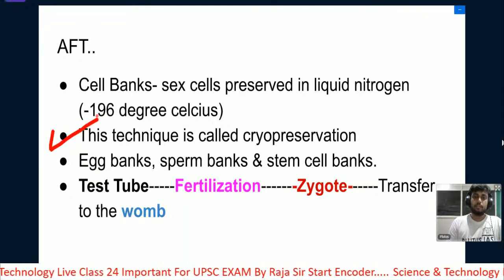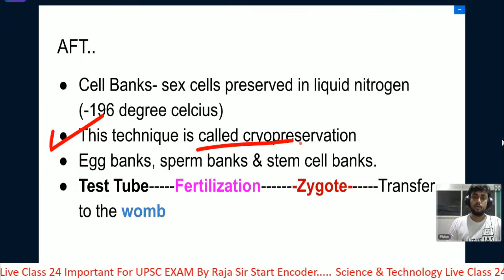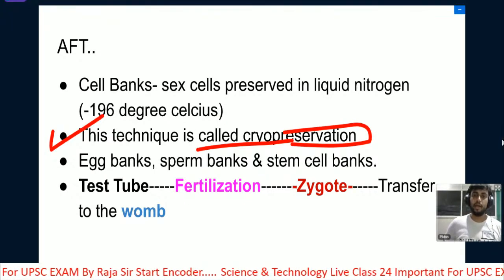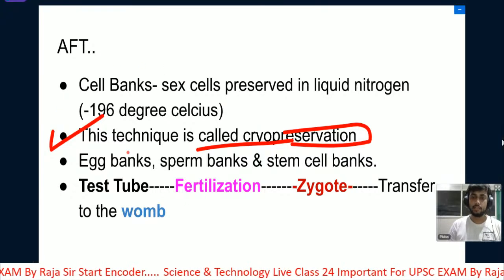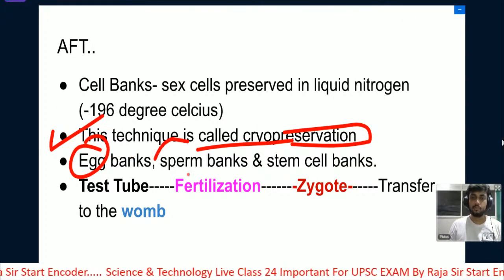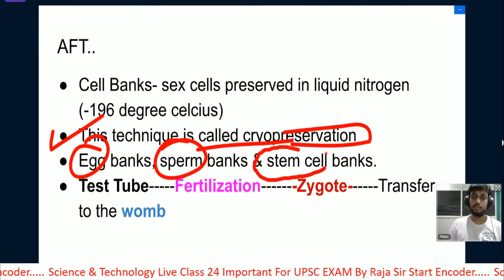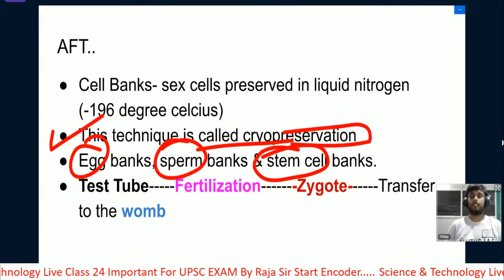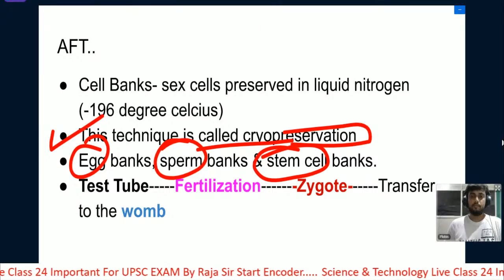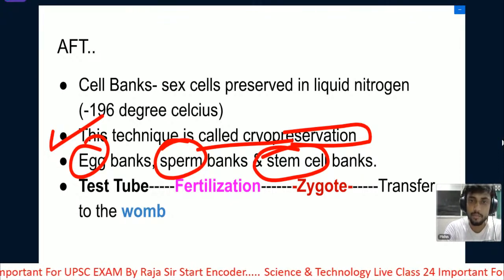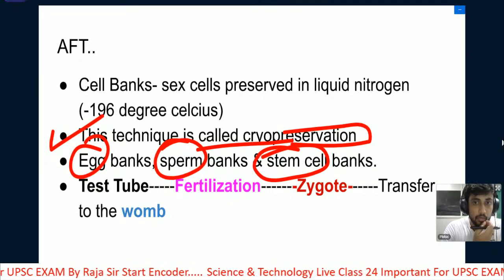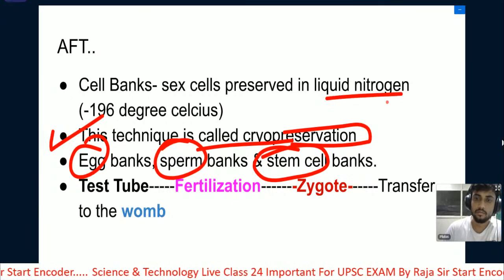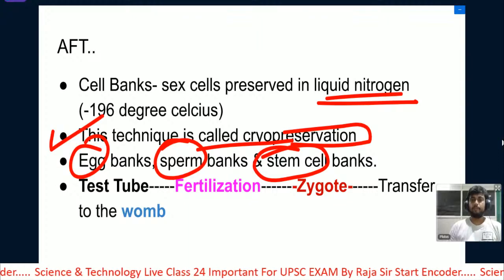So these cell banks use cryopreservation or cryogenic technology. Cryo means very cold conditions, and in these banks we store the eggs, we store the sperms, and we even store the stem cells. Okay, we will cover stem cells separately, but the cell banks are where the eggs, sperms, and stem cells are preserved by using liquid nitrogen.